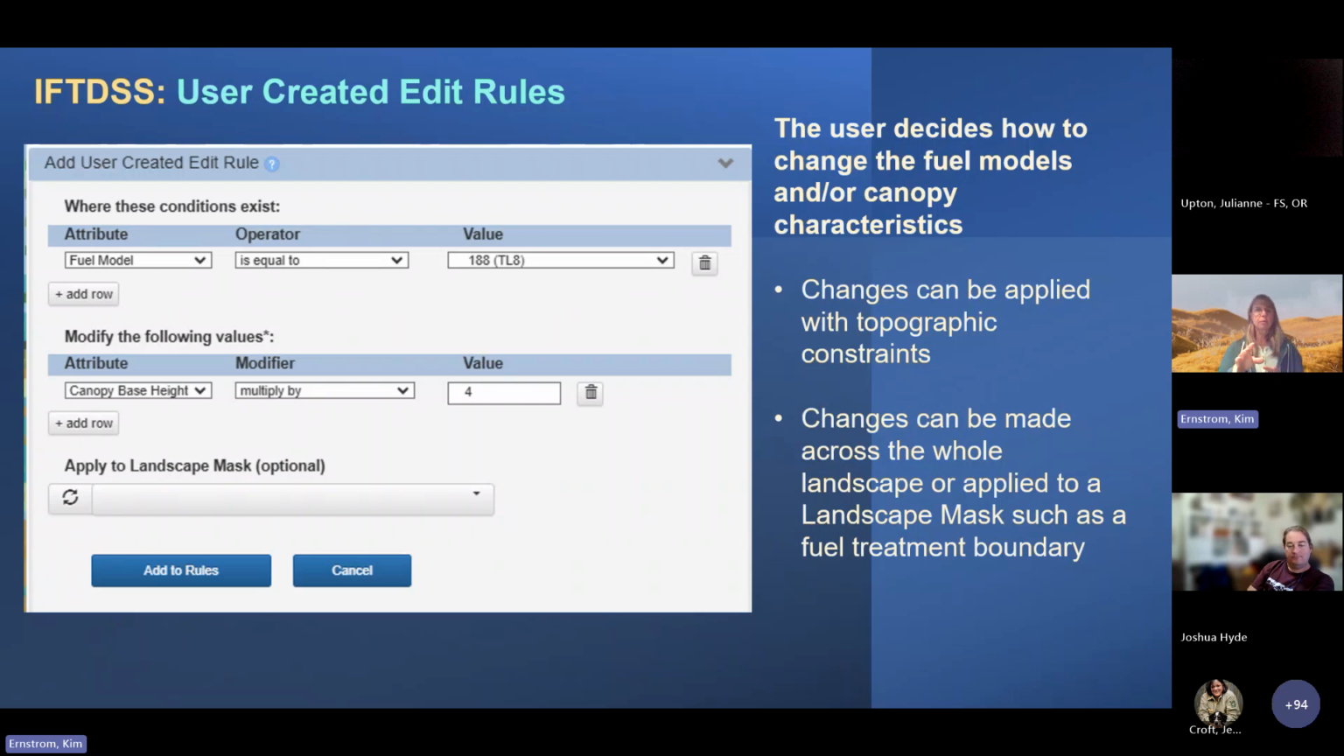So that's why I want to point this out specifically in this webinar, to get folks thinking about these two different things. I mean, they work in concert, but when you build rules and build treatments, you're doing them kind of separately. So you can apply these rules with different topographic constraints. For example, if you want to change a fuel model and you only want to do it on a north aspect, you can do that in our user created rules. And then you could apply that change just to a polygon or to your whole landscape. So you can play around in the user created rules and see what combinations of things you can do.